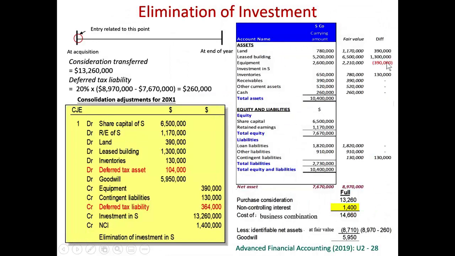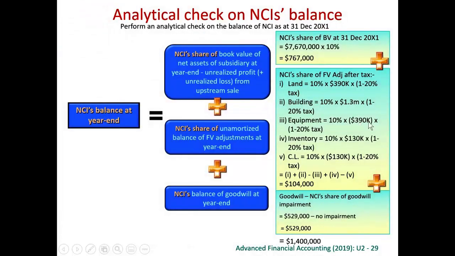For equipment is a fair value reduction. Therefore, we put a bracket here to certify that this is a negative figure. 390,000, 1 minus 20% tax, 10% share to NCI. Inventory, 130,000 after tax, 10% to NCI. Contingent liability, 130,000 after tax, 10% to NCI. So, land debit, building debit, equipment credit, inventory debit, contingent liability credit. So we have got a net debit on the share of the fair value adjustments.